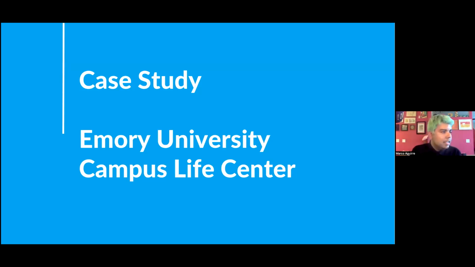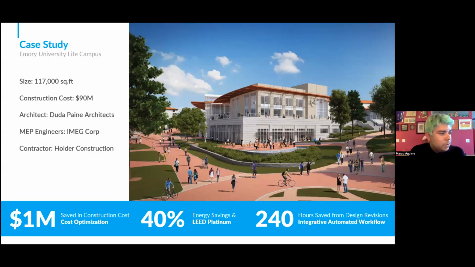Cool. So in this last part, I'm going to talk about two quick case studies. The first one is a project I worked on. This is the campus, or the CLC, I forgot what it's called, the Emory University Life Sciences Campus. This is a project at Emory. It was done by local architects, engineers, and contractors. COTE was very early in its time.